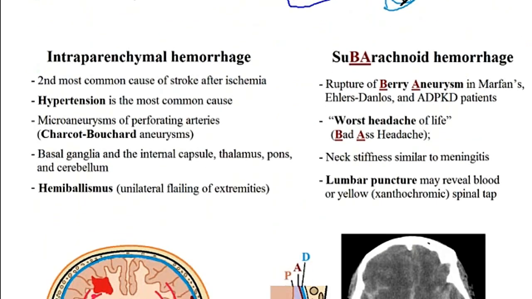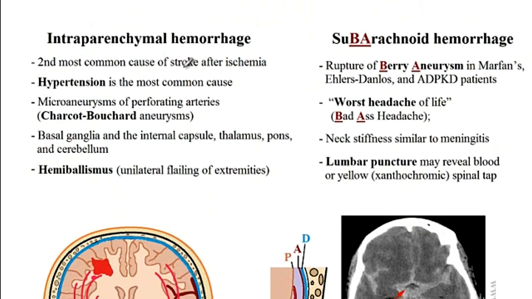The next condition is intraparenchymal hemorrhage, also known as intracerebral hemorrhage, which is the second most common cause of stroke after ischemia. And then hypertension is the number one risk factor for intraparenchymal hemorrhage. So this type of hemorrhage is associated with microaneurysms of the perforating arteries, also known as Charcot-Bouchard aneurysms.